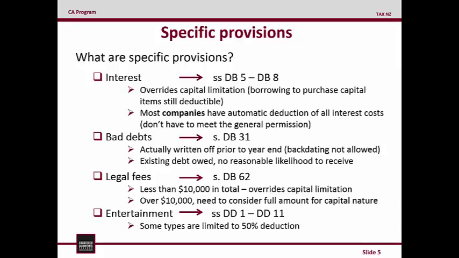Bad debts are deductible under section DB31, but only if an existing debt has been physically written off in the taxpayer's accounting records prior to year end, because a reasonably prudent commercial person would expect that there was no reasonable likelihood that the debt would be paid. An allowance or provision for doubtful debts for accounting purposes would not meet these requirements and so is not deductible.